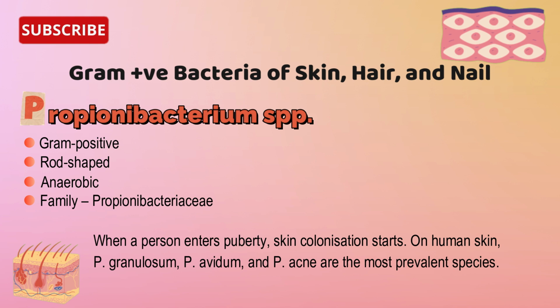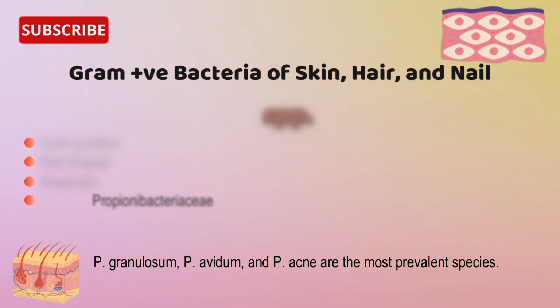When a person enters puberty, skin colonization starts. On human skin, Propionibacterium granulosum, Propionibacterium avidum, and Propionibacterium acnes are the most prevalent species.